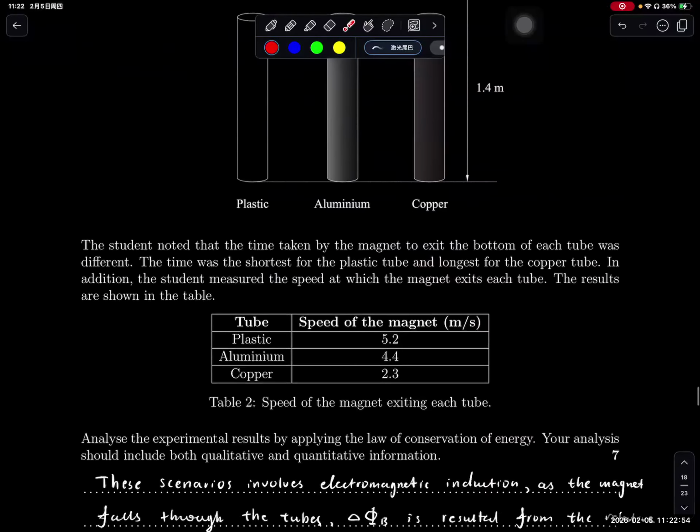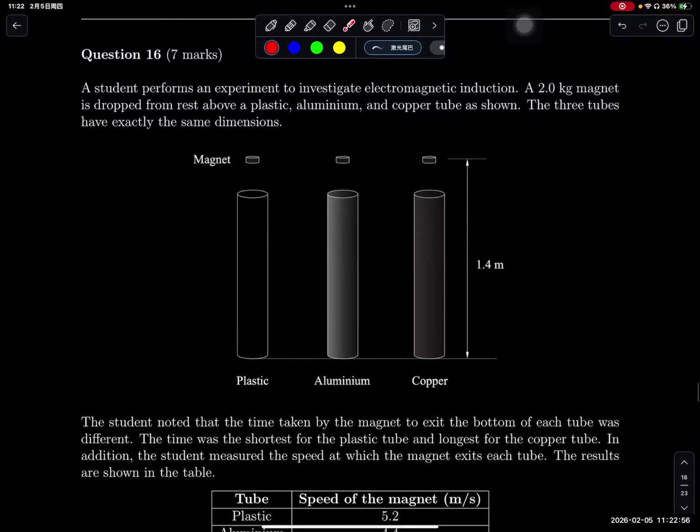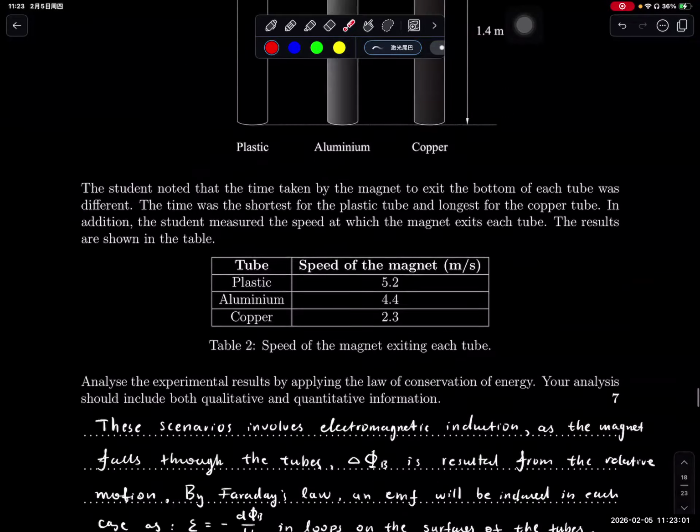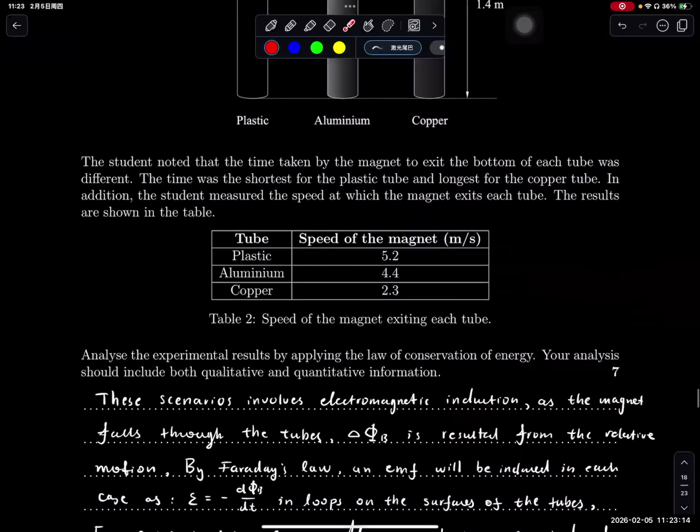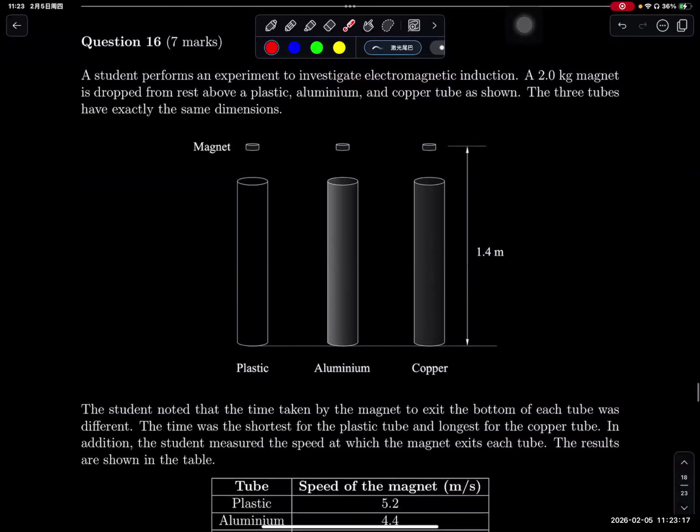All right, so question 16, this is the beast, okay? I wrote a lot for this question. I think at the end of the day, it should be 9 marks instead of 7 marks. But yeah, a student performs experiments. We've done a very similar question as an example during the lesson. This one has some quantification aspects to it. So it's a 2 kilogram magnet dropped from rest above a plastic, aluminum, and copper tube, and the height is given, so you can calculate the potential energy and all that.